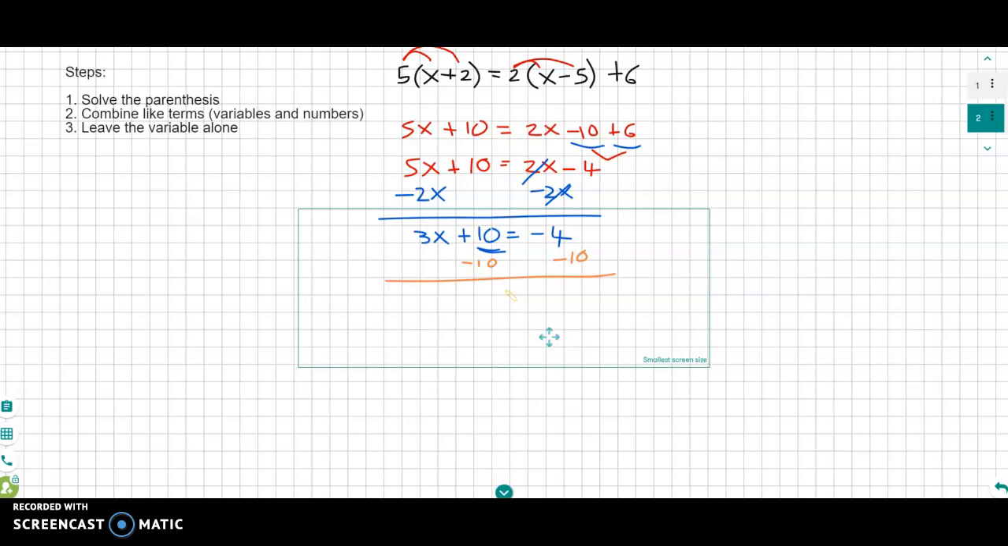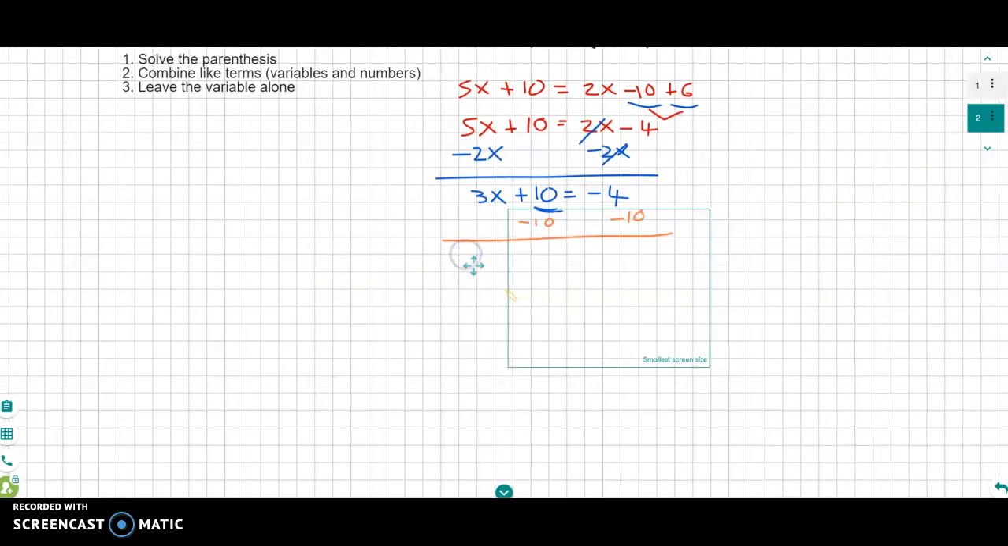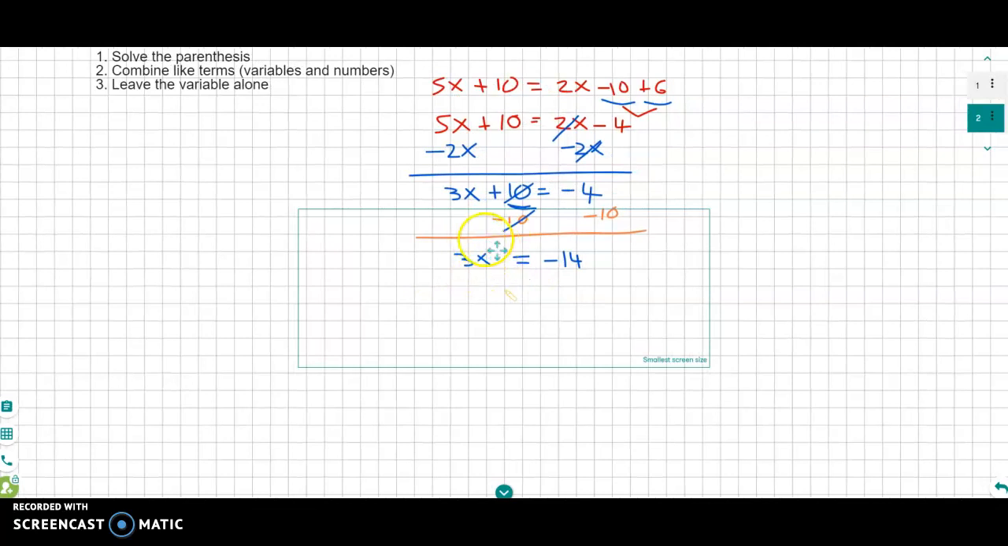We can write 3x, 10 minus 10, they will be cancelled, so we will have minus 4 minus 14. Okay, alright, very good. Let's see if it appears. Okay, and now finally we have 3x equals minus 14.